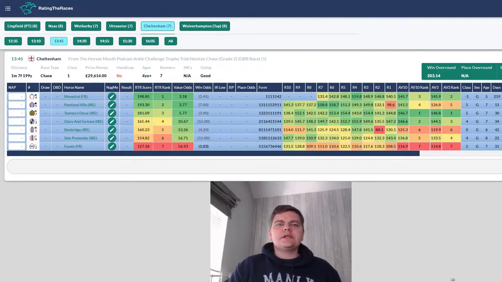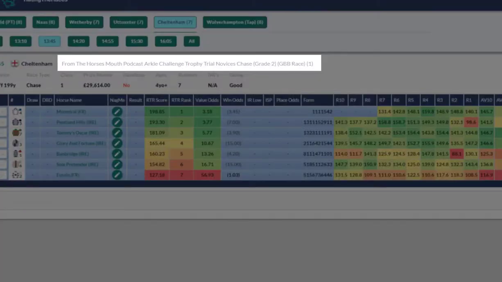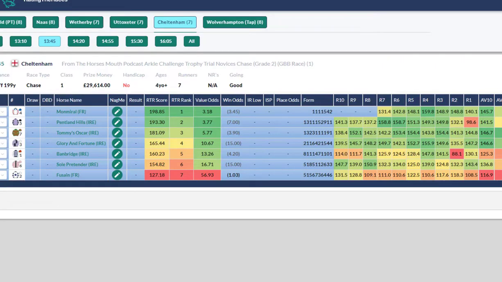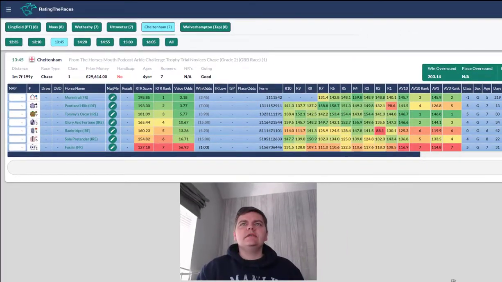So we're going to have a look at some of Saturday's racing and break it down race by race. We are going to start off with the third race at Cheltenham. I didn't like anything in the first couple, but we're going to have a look at the Racing Post, the From the Horse's Mouth podcast Arkle Challenge Trophy Trial Novices' Chase. Wow, what a long title of a race. Look forward to the commentator saying that.